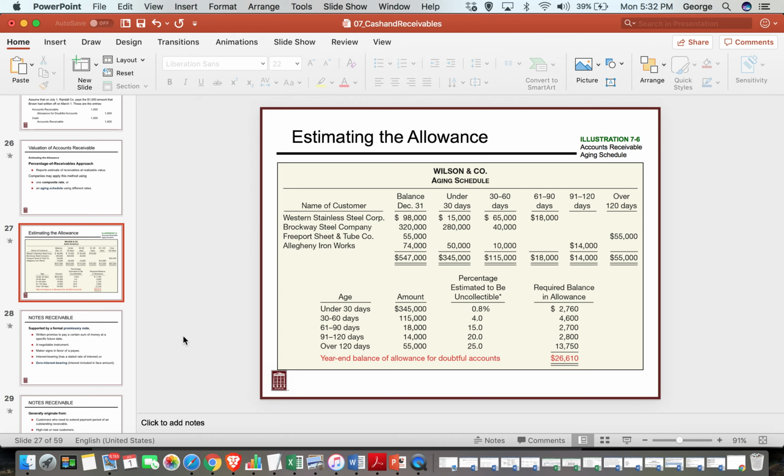The other approach to use would be your sales. So if your sales are $1 million, I think 1% are going to be uncollectible. 1 million times 1% is 10,000. So we would debit bad debt expense for 10,000 and credit the allowance account for 10,000. Same thing here. You would debit bad debt expense for 2,610 and credit the allowance account for 2,610.